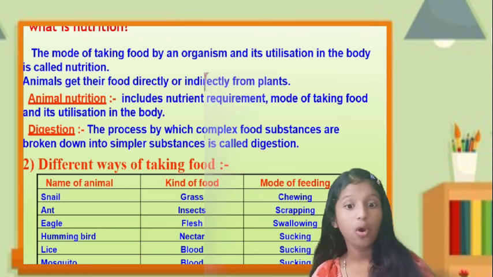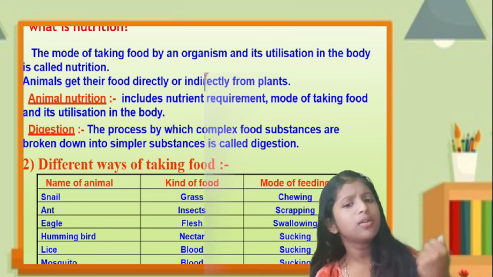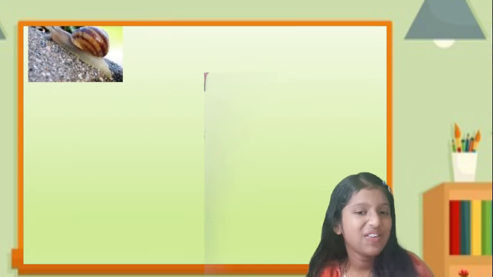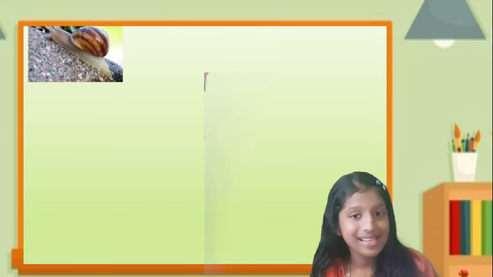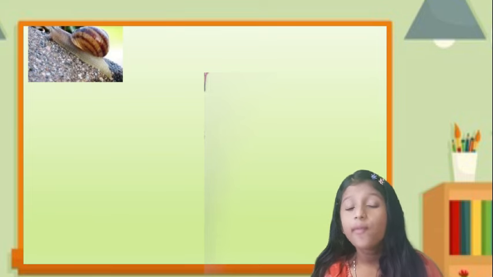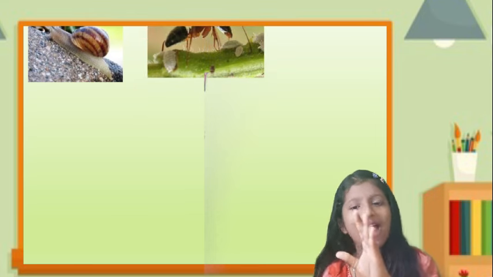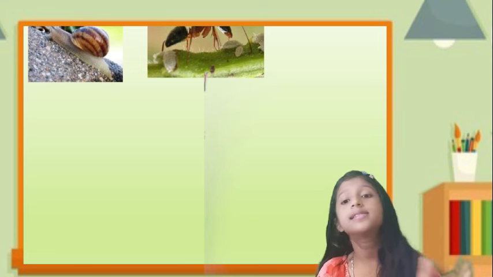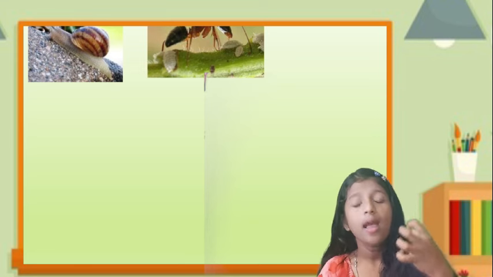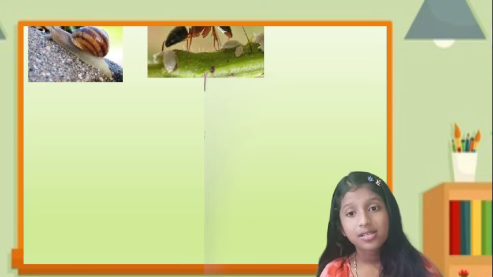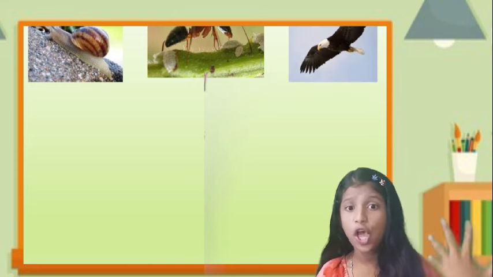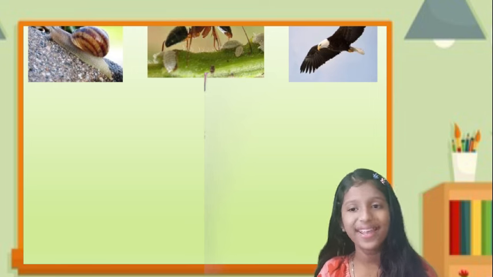Now I'm going to show you the animals we saw, with pictures. This is a snail. What does it eat? Grass. By how? Chewing. This is the beautiful ant, which is present everywhere in our house. The insects, by what? Scrapping. This is the eagle, which eats flesh of other animals, meaning meat.